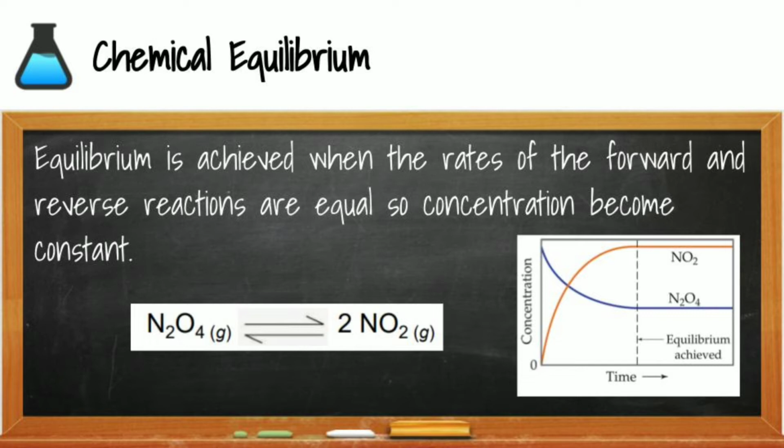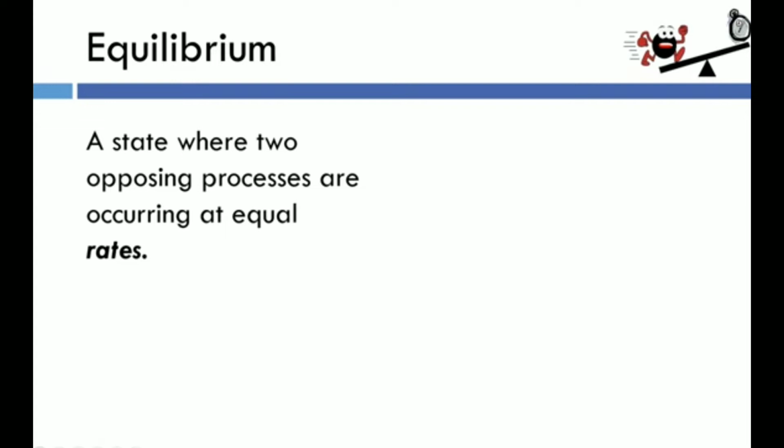Let's start by defining equilibrium. Equilibrium is achieved when the rates of the forward and reverse reactions are equal and the concentrations are constant. Equilibrium looks like nothing is happening, but there is constant movement, so we call it dynamic equilibrium. So equilibrium can be physical or chemical, but all equilibrium occurs when two opposing processes occur at equal rates. Recall that rate refers to the speed at which a reaction or change occurs.